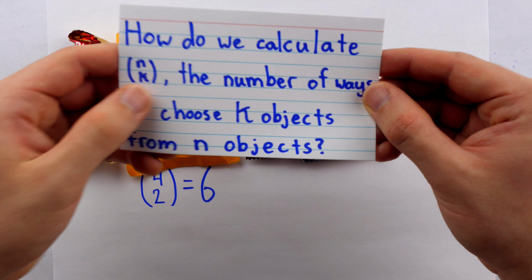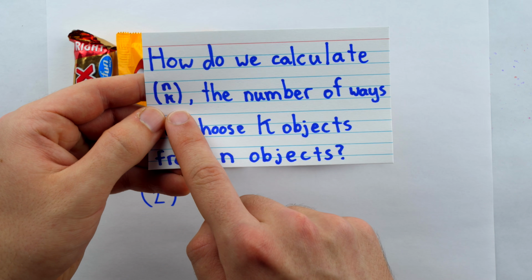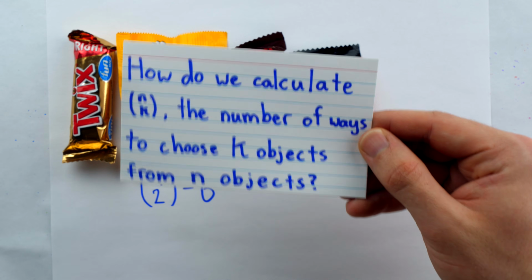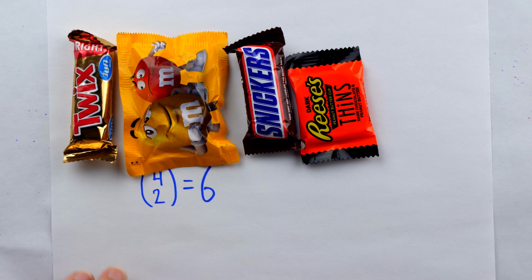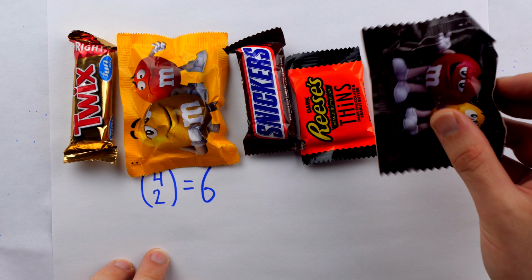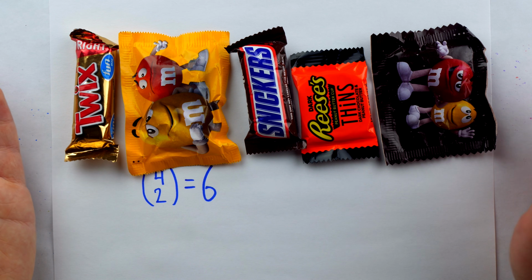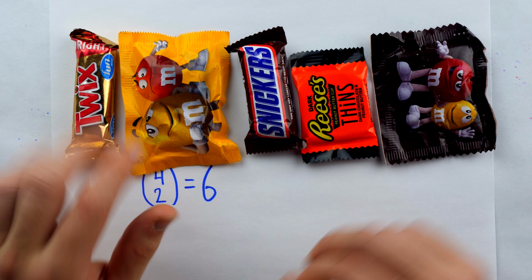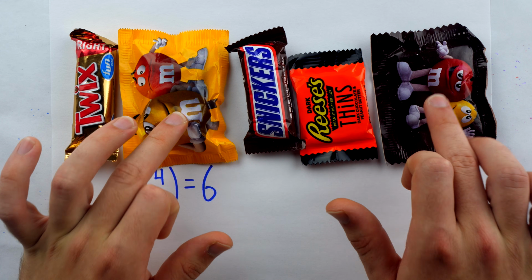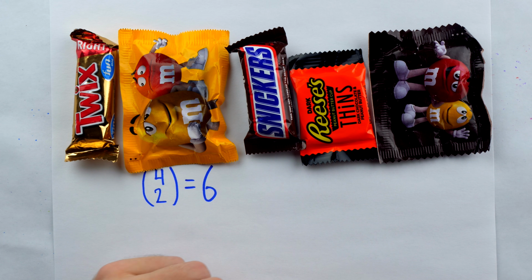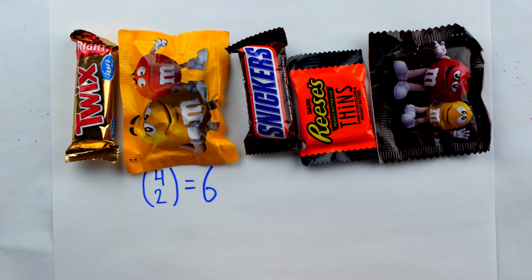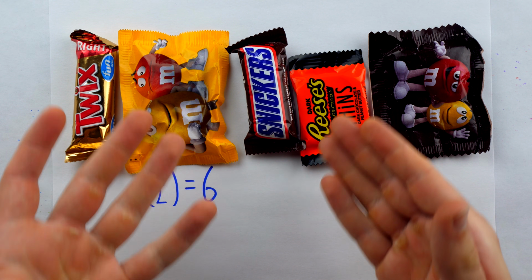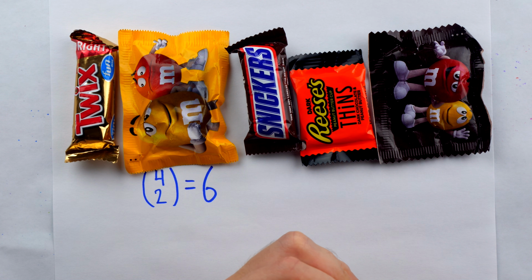To begin, we're going to figure out how to calculate n choose k, the number of ways to choose k objects from n objects. Let's change this situation slightly. Say a 5th candy is introduced, regular M&Ms, and again we're allowed to choose 2 of the 5 candies. How many ways could we do that? Let's see if we can figure it out just with math, and then we'll actually look at the candies and see if we can confirm our answer.